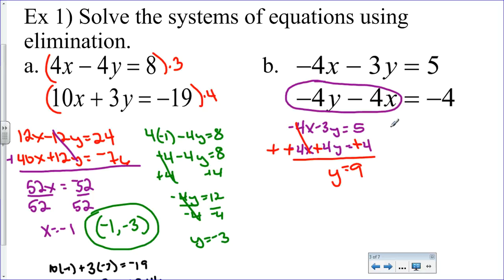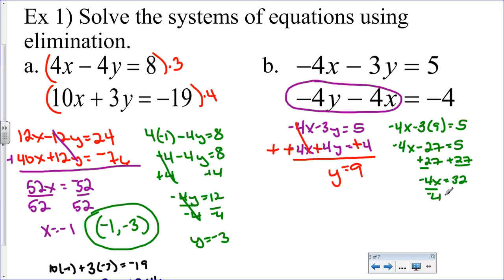So when I do that, I'm going to go to the original problem. I'm going to replace my y with 9 this time because I solved for y, and solve for x again. So negative 3 times 9 is negative 27. I'm going to add 27 to both sides. So I have negative 4x equals 32. Divide by -4, and I find that x is -8. So my solution here should be -8, 9.